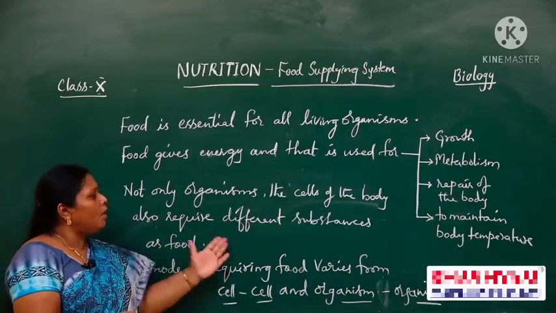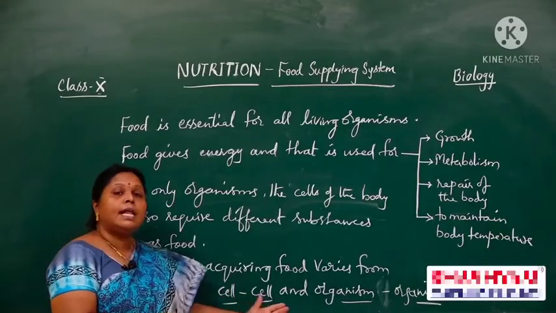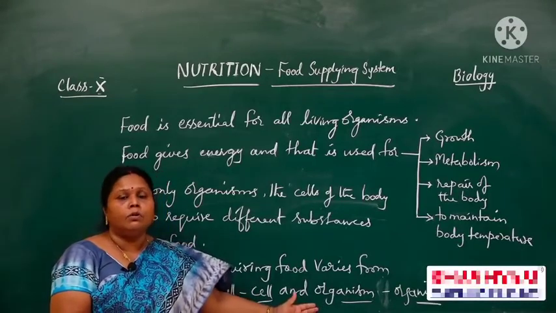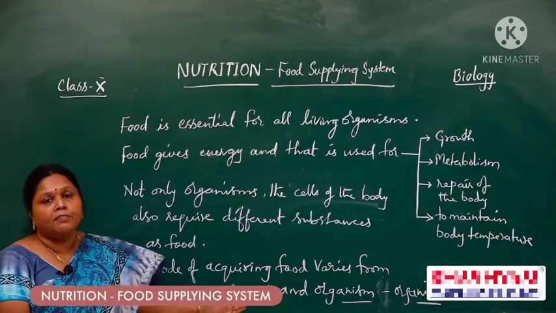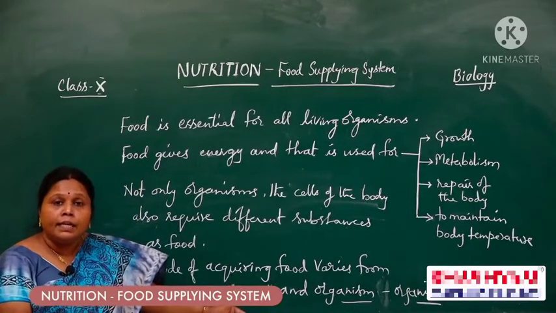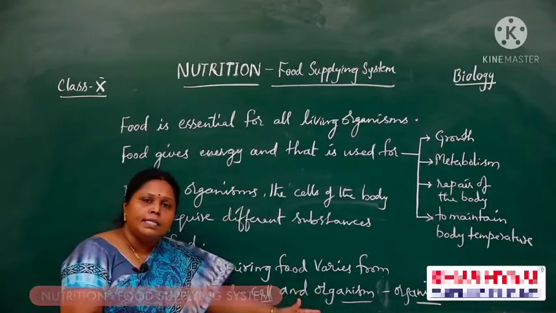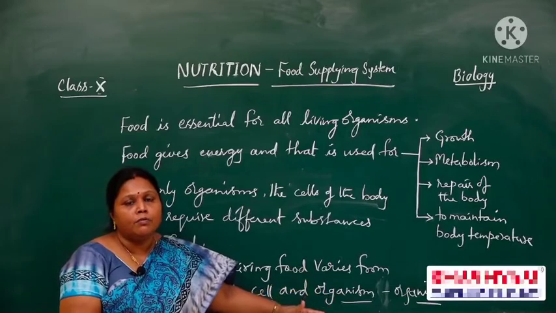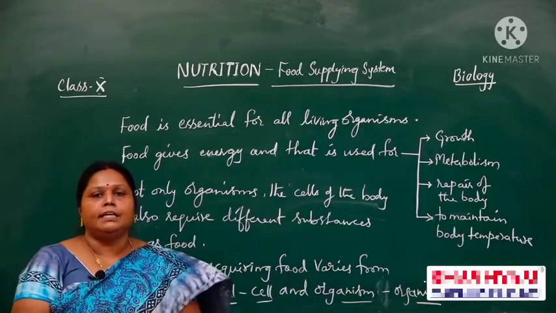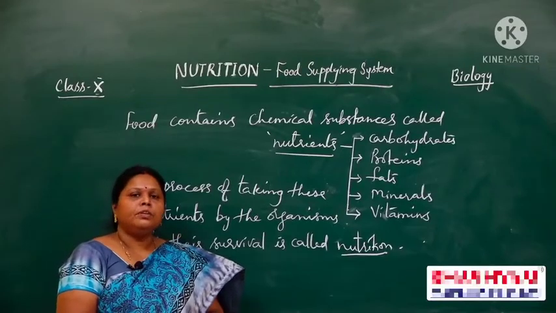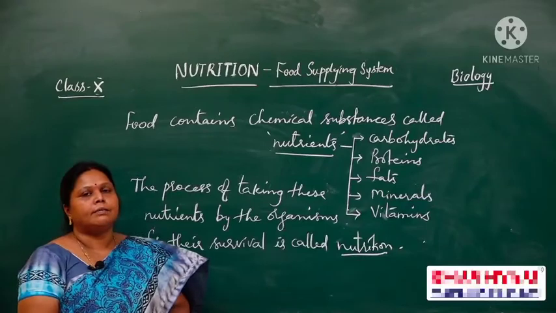So, the mode of acquiring food varies from cell to cell and organism to organism, which means different cells need different kinds of foods and the way they take the food also differs. At the same time, the organisms take different kinds of foods and the mode of acquiring the food is also changing. So, the mode of acquiring nutrition varies from cell to cell and organism to organism.